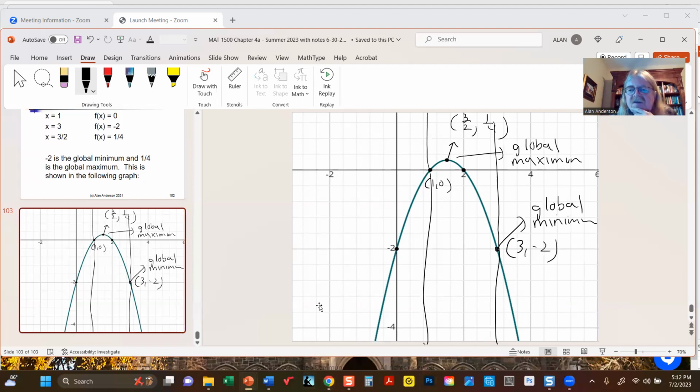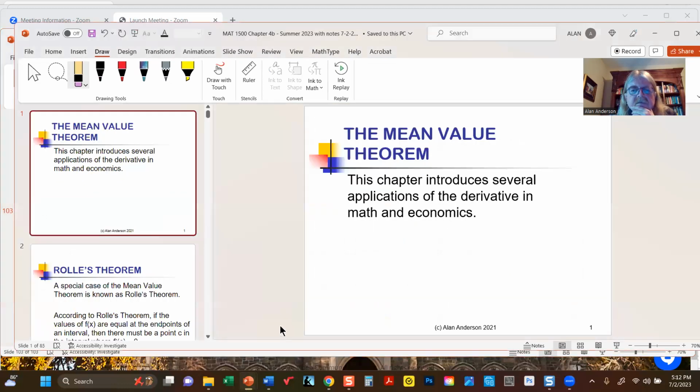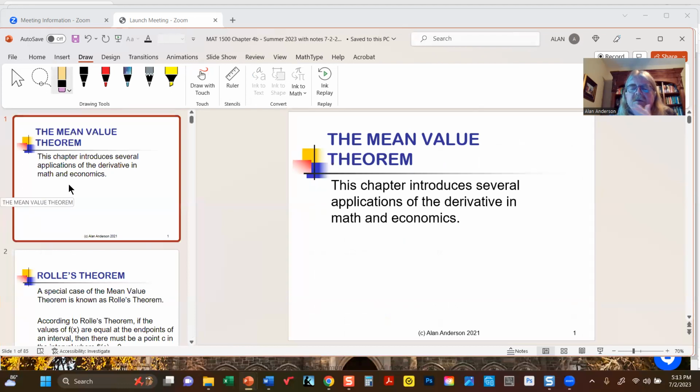All right, so that was the end of 4A. And now we're going to look at 4B. So here we're going to introduce a couple more theorems, and then we'll get into something interesting. First of all, we're going to be looking at some applications here.